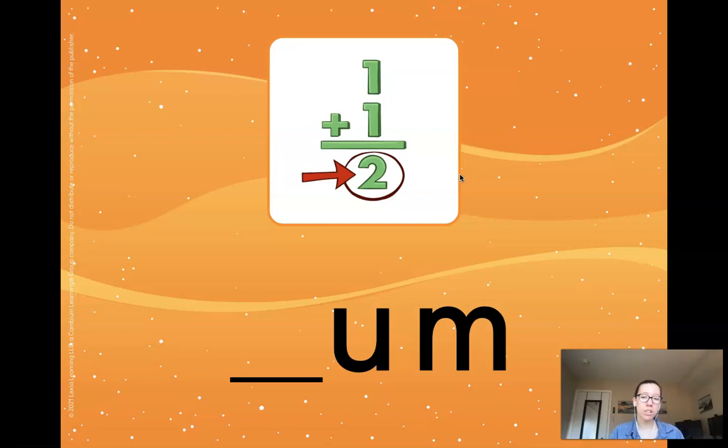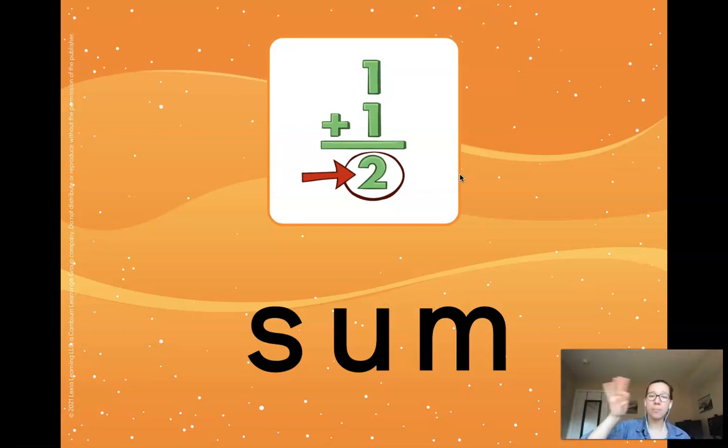Go ahead and hold up the card or tell me the letter that you hear at the beginning of the word sum. If you're holding up an S, you are absolutely correct. So we hear the sound S at the beginning of sum, and since we know that S says S, we know that it has to have an S at the beginning. The word sum is spelled S-U-M and pronounced sum.